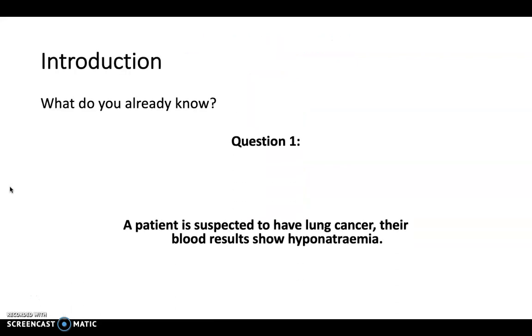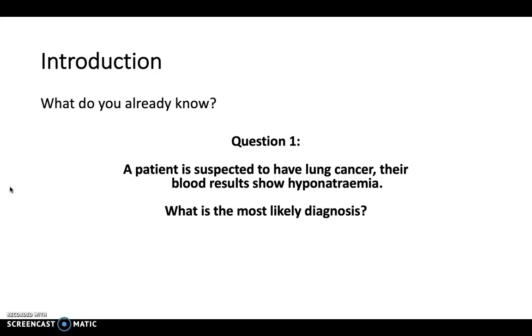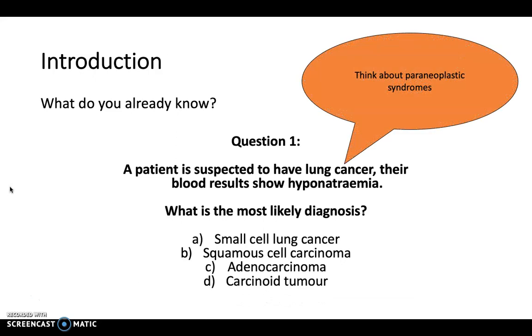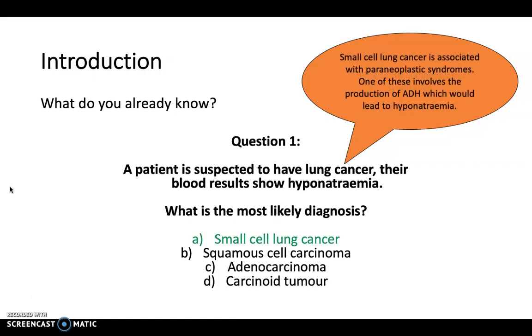So question 1. A patient is suspected to have lung cancer and their blood results show hyponatremia, which is low sodium. What is the most likely diagnosis? So here to help with this question, have a think about paraneoplastic syndromes. So the answer is small cell lung cancer. So small cell lung cancer is commonly associated with these paraneoplastic syndromes, one of which involves the production of ADH, which would therefore lead to hyponatremia.